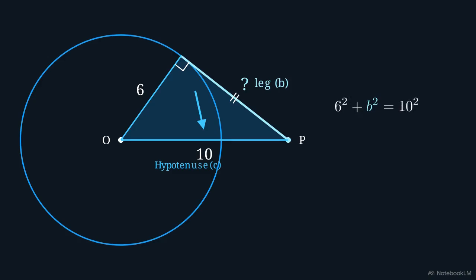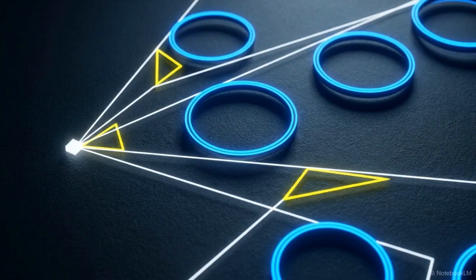6 squared plus our unknown tangent squared equals 10 squared. 36 plus b squared equals 100. Subtract 36 to get 64, meaning our tangent length is exactly 8. This pattern repeats constantly in geometry. When you see external tangents, you are usually looking at a disguised right triangle algebra problem.